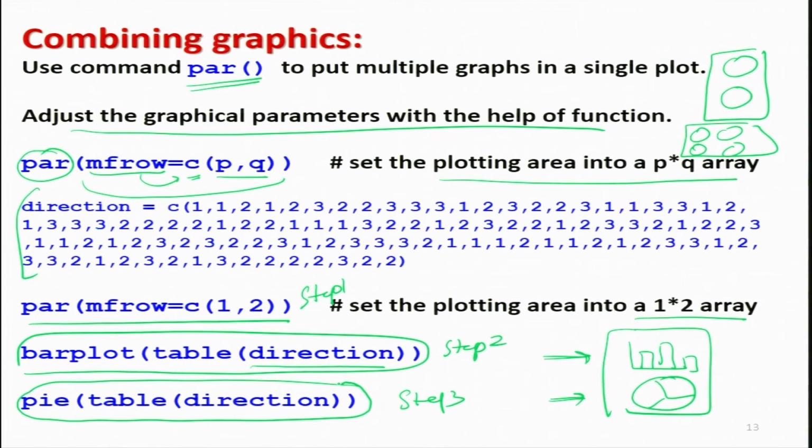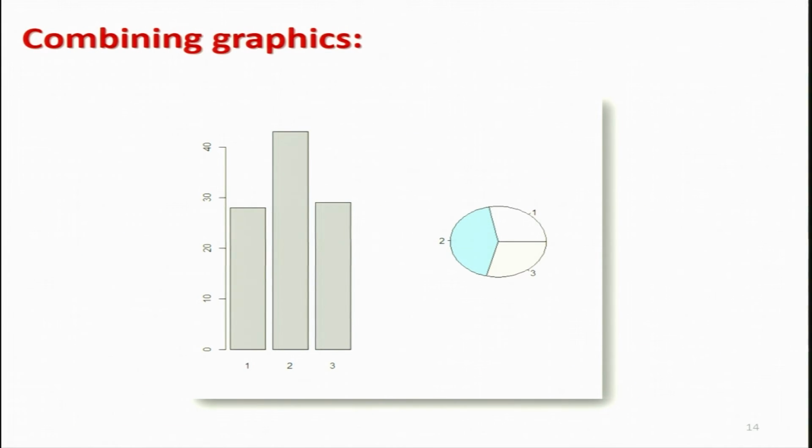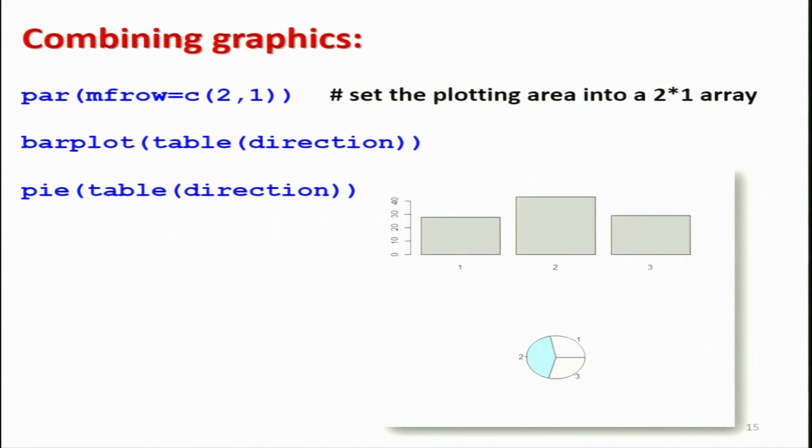And if you try to do it in this sequence, then it will create this type of graphic. And if you try to see here, you will get this type of graphic, and then later on I will show you that if you try to take mfcol 2,1, then you will get this type of graphic. The same bar plot and pie chart will be arranged like this.